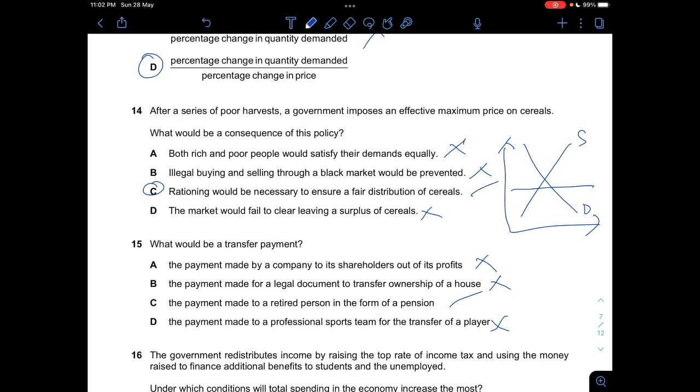So the best answer is the payment made to a retired person in the form of pension, because they're no longer working, so they are gaining this money without doing anything. They are retired basically, so answer is C.